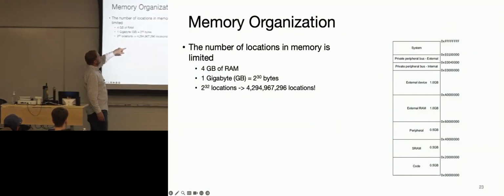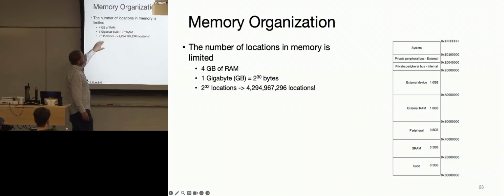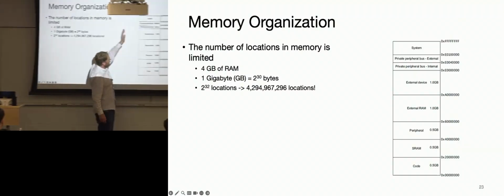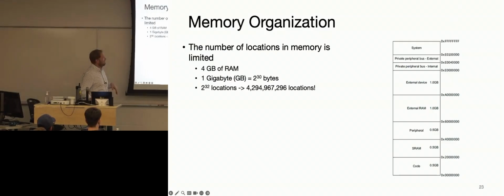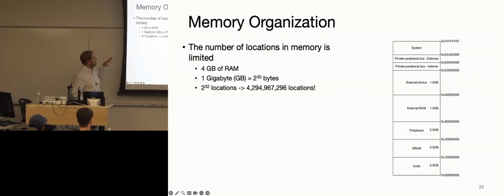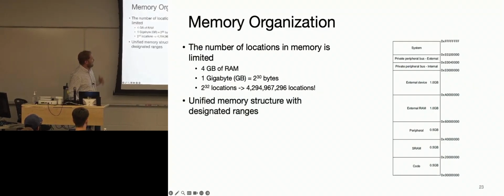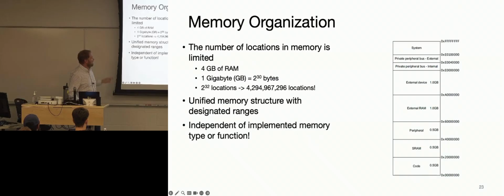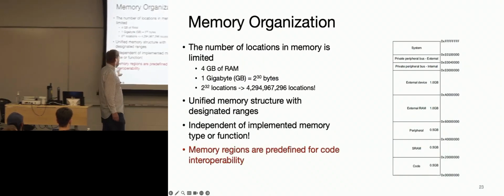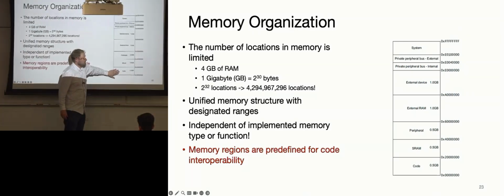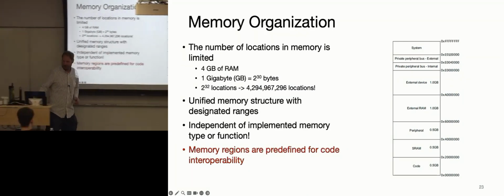So there are 4 gigabytes worth of memory described here. That's lots of memory locations. Sorry, there's 4 gigs of memory locations. It's all in a unified memory structure, but this is independent of the implementation. So memory regions are predefined for interoperability, but there's no guarantee this is actually going to be the case.